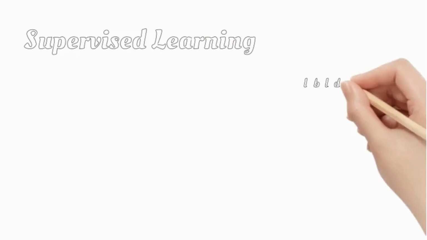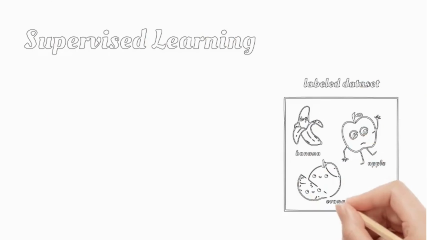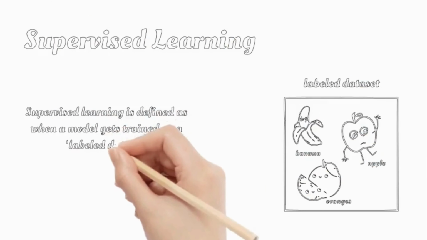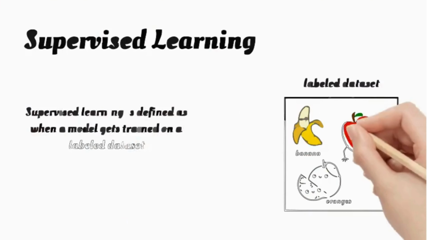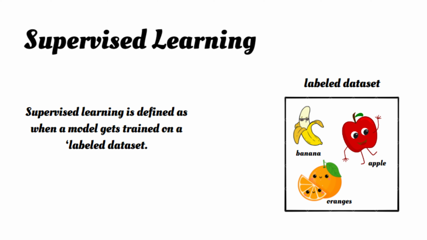First up is supervised learning. Supervised learning is defined as when a model gets trained on a labeled dataset. Think of it as teaching by example. Imagine you're teaching someone how to recognize different types of fruits. You provide a dataset with images of apples, bananas, and oranges, each clearly labeled with its name. The learner studies these examples and learns to correctly identify each fruit.